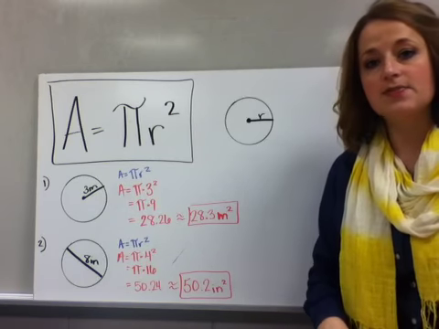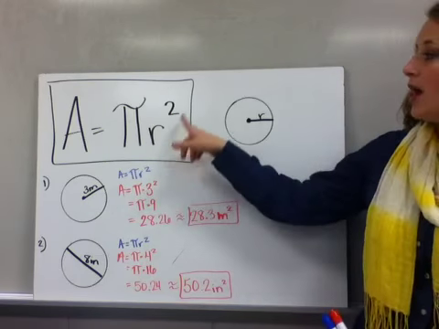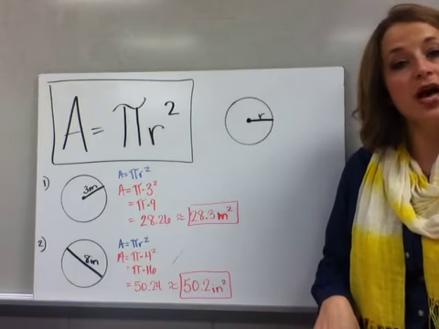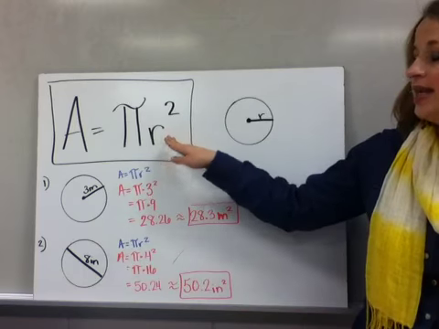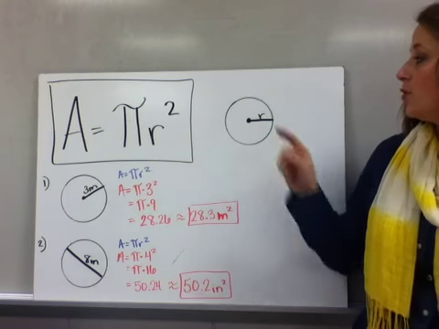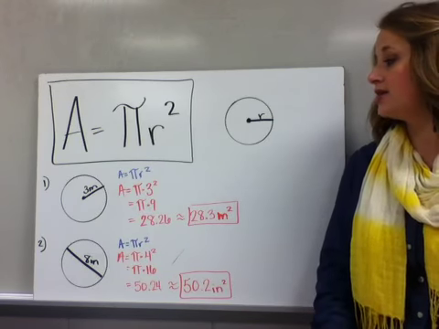Now remember back to exponents, what you learned in 6th grade. Radius squared does not mean 2 times the radius. Otherwise we could have just written diameter. It's the radius times the radius. Radius being halfway across the circle.